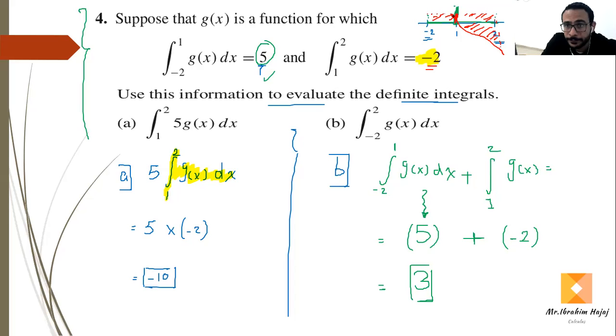Okay, like this. So from -2 to 1 it's positive 5. You evaluated the area and it gave you 5. From 1 to 2 it's -2, sorry, and that's just substitution. Any questions? Guys, grade 12A.